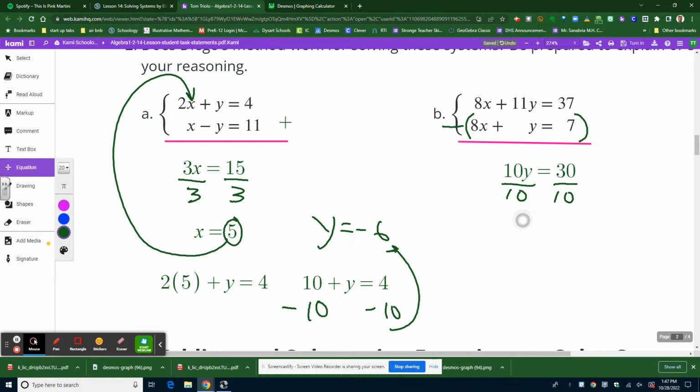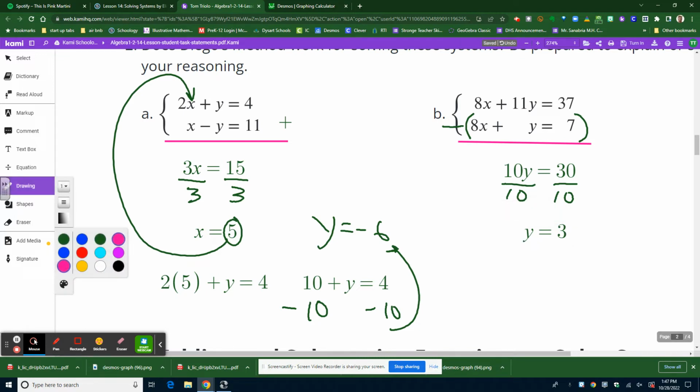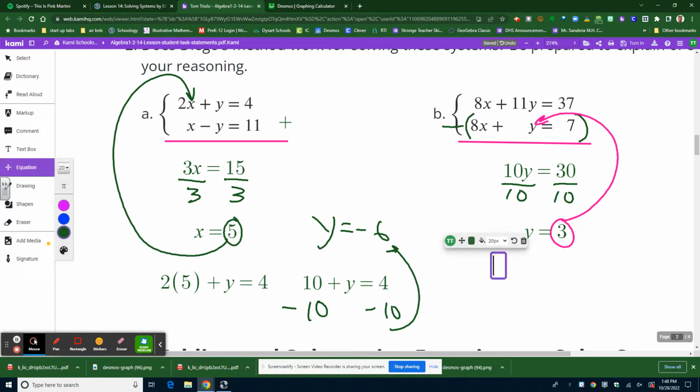At this point, you have a choice to make, okay? You may plug into either one. What do you think would be a little less complicated to plug into? The one with 11 y's or the one with only 1 y? So I would suggest putting it in here, because when we do that, we don't have to worry about dividing out by the 11. So it's really only 2 steps.